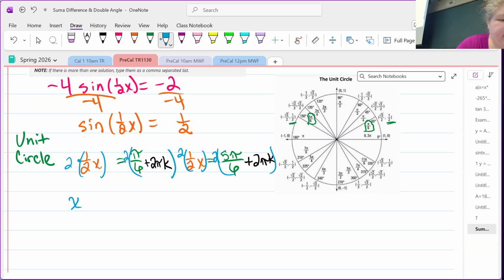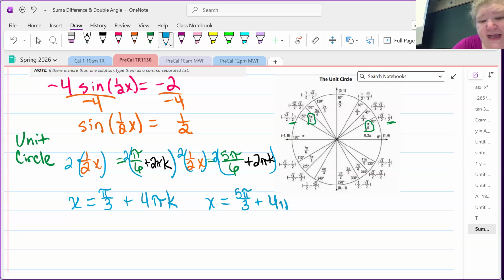So now x is by itself, and 2 times pi over 6 becomes pi over 3, plus 2 times 2 pi k becomes 4 pi k. And then we also have x equals 2 times 5 pi over 6, the 2 and the 6 reduce, so it's 5 pi over 3 plus 4 pi k.